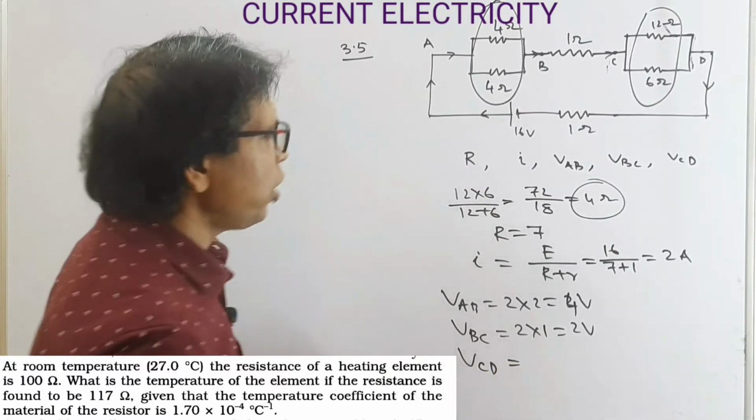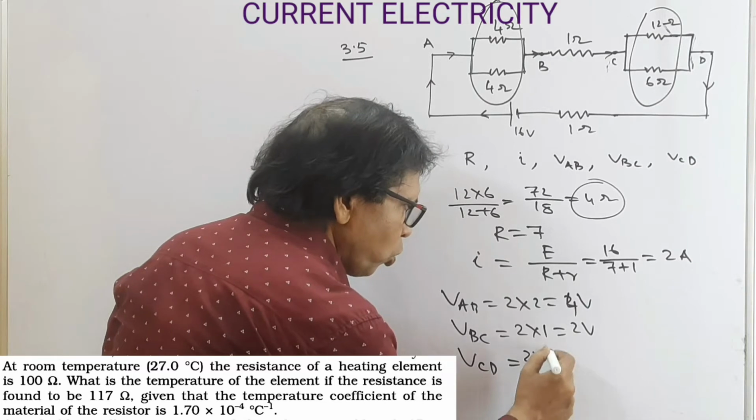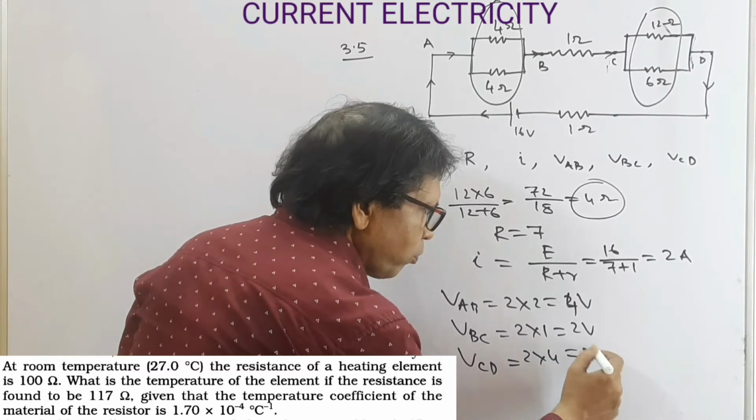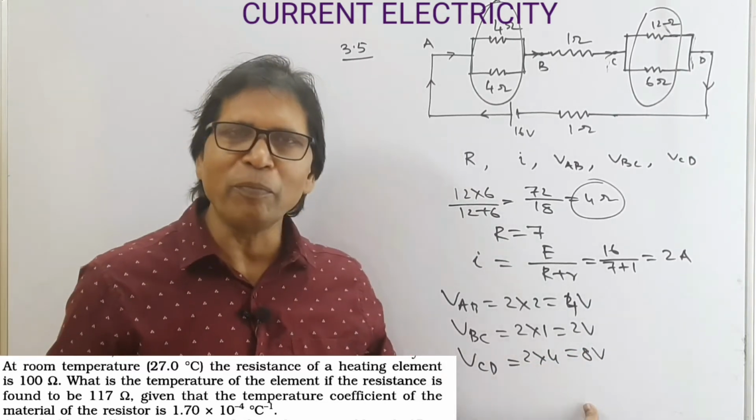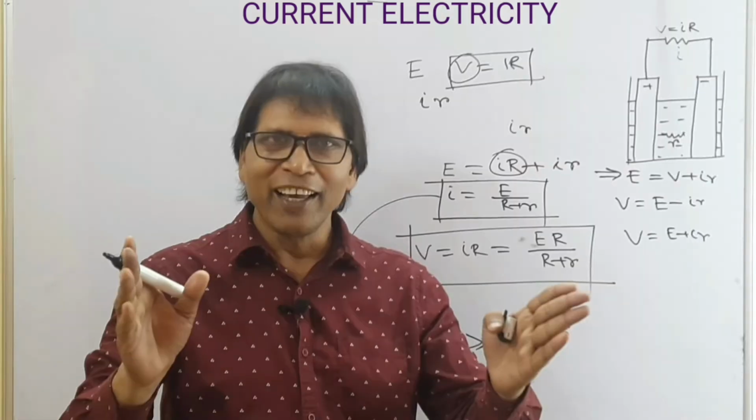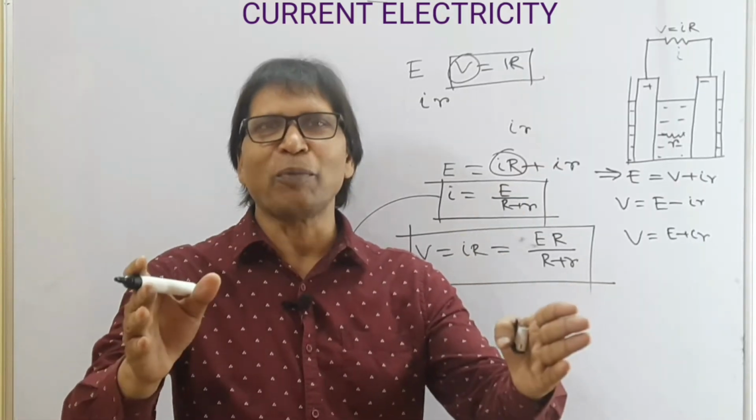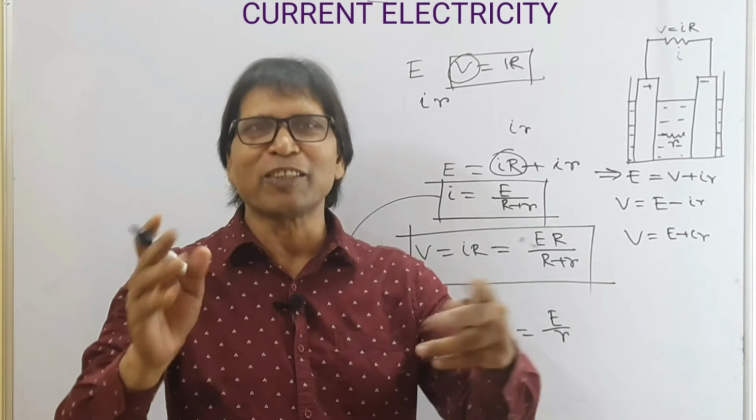VCD is equal to 2 into 4. So this is the 8 volt. Okay, no problem. Next, now combinations of the cell. First of all, series combination.